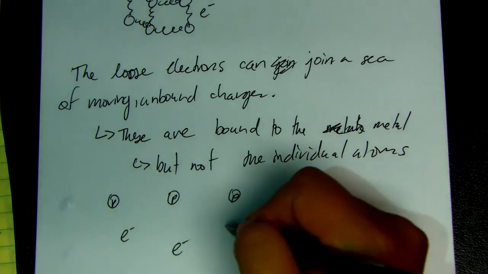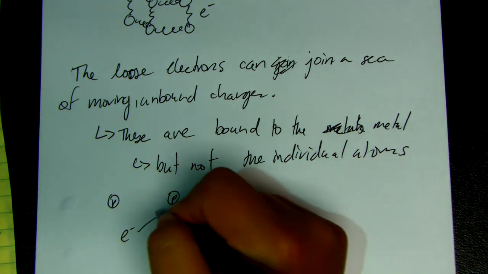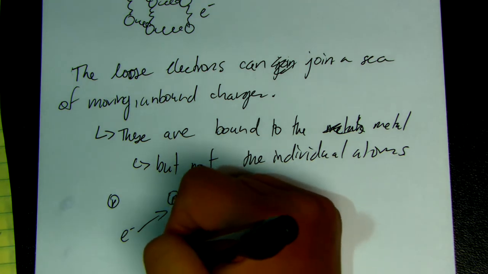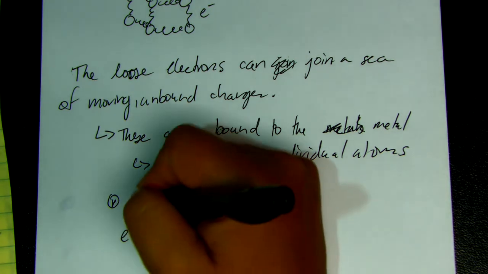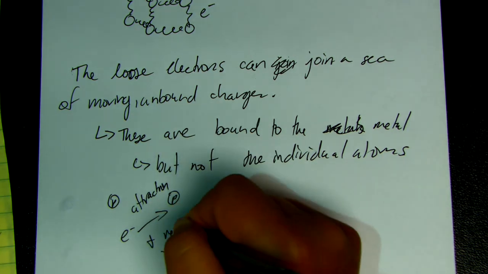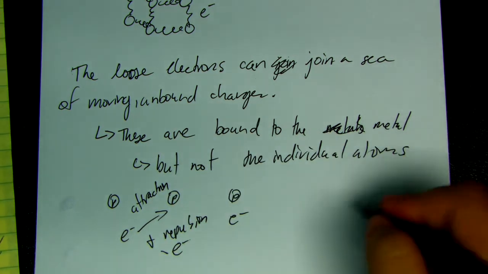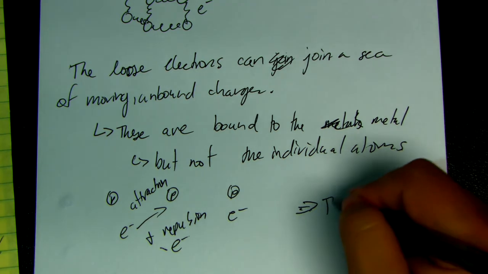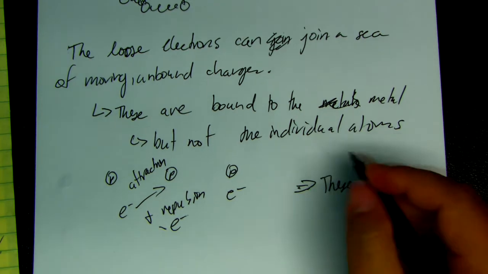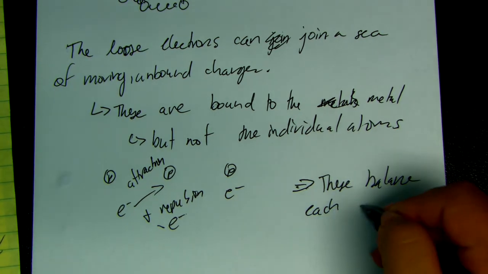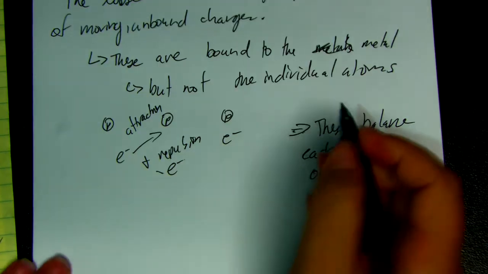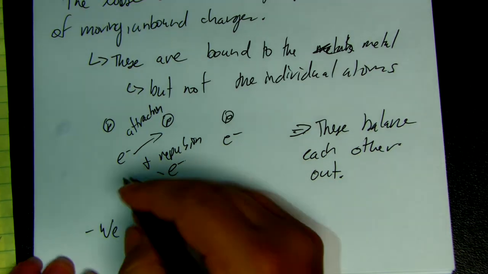And so the electrons are going to be attracted to the protons, but they're going to be repulsed by the electrons. So we've got attraction and repulsion, and these are going to balance each other out. And we model this electron sea like an ideal gas.